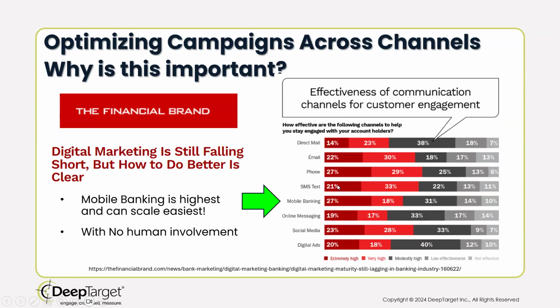Next, check out this article from Financial Brand talking about all the different channels. And this doesn't include every one of them. In fact, there's a couple others that I'll name in just a moment. But it's saying you've got to have a mix to engage your customers, your members. And mobile banking is the highest. Now, I say mobile banking is highest, but that's really when there's no human involvement. Notice the highest engagement, the extremely high, is a phone call.